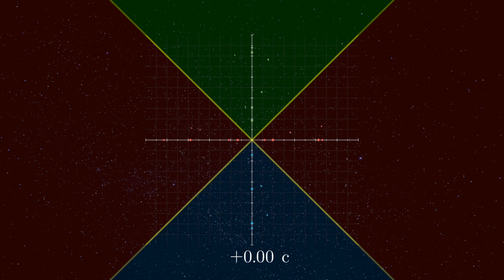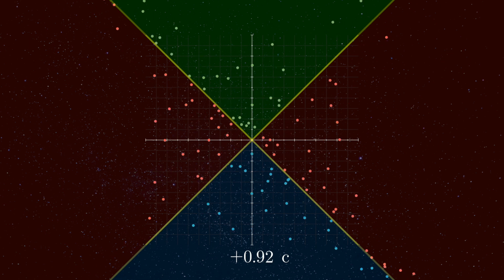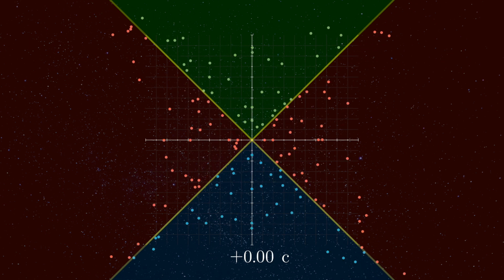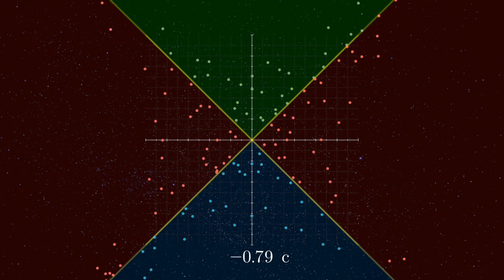Seems simple enough, right? 3 parts to the diagram, and because of the geometry of spacetime, they stay in their respective sections, no matter what inertial frame you are in. Watch. See? Everything stays in order.